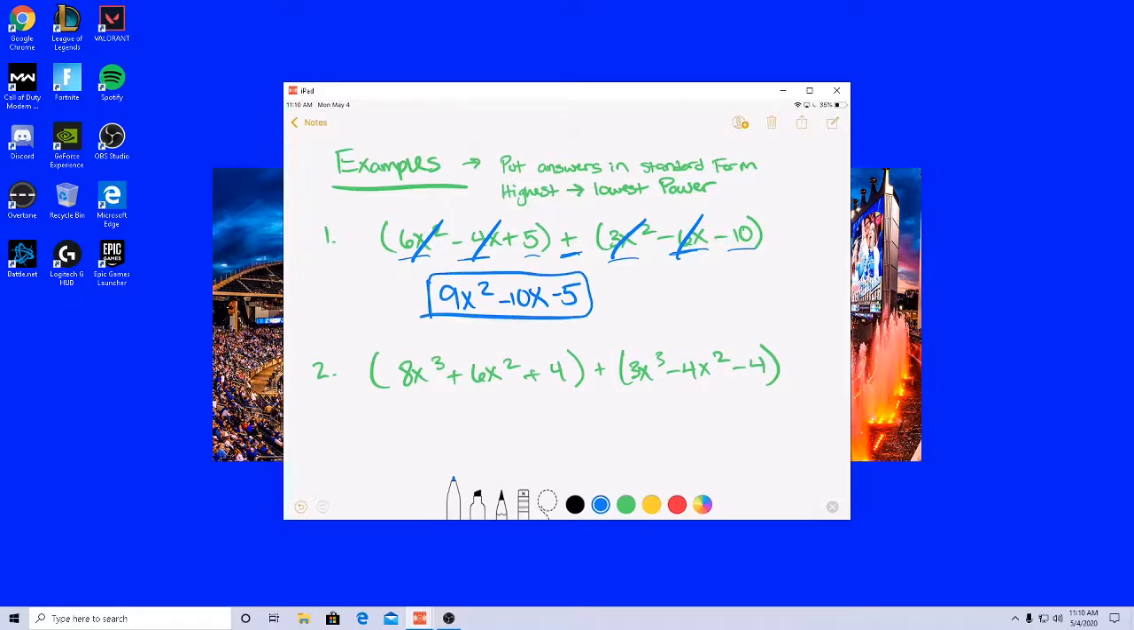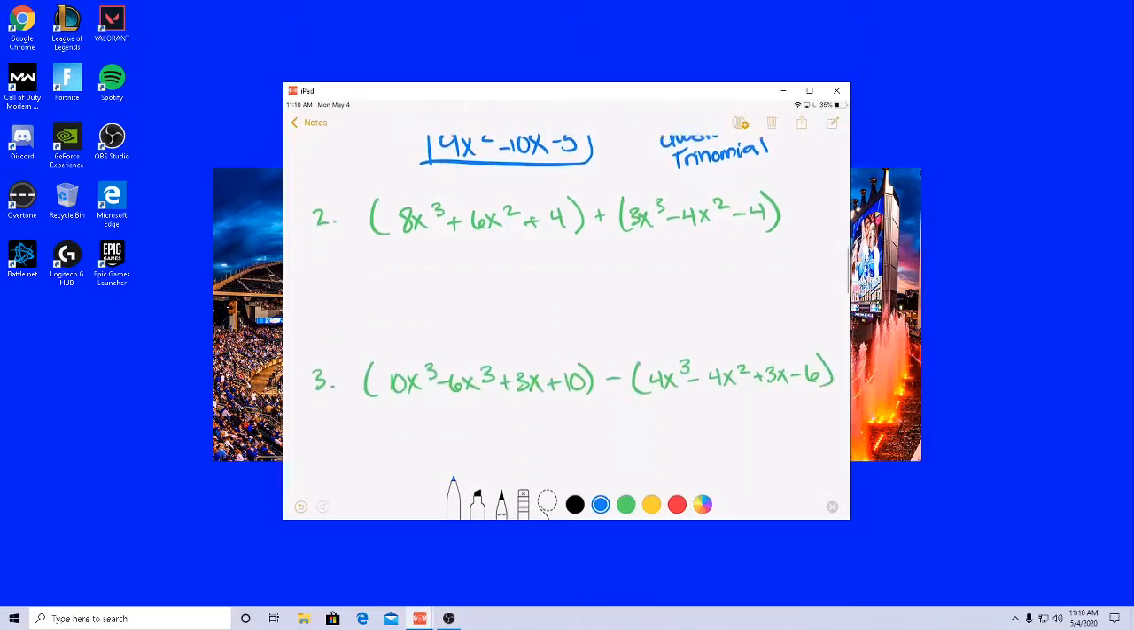That is added together. If I wanted to classify this, it would be a quadratic, because the highest power is 2, and a trinomial, because there are 3 terms. But I don't ask you to do that, just so you've seen it.